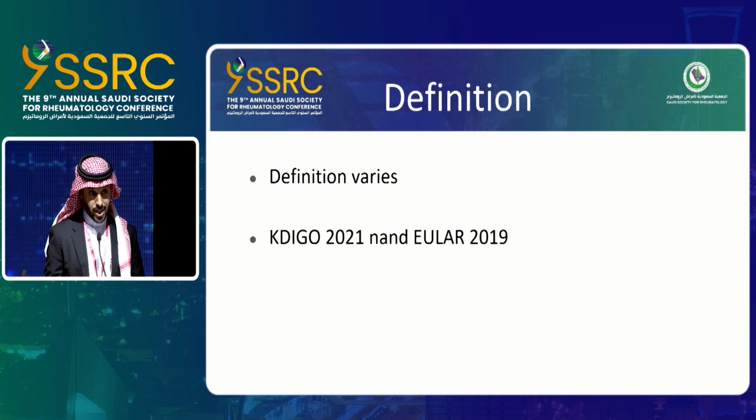So the definition of refractory lupus nephritis varies between the associations and in the literature, to be honest. I'll just focus on KDIGO and EULAR. KDIGO is the Kidney Disease Improving Global Outcomes Guidelines, and EULAR, as you know.